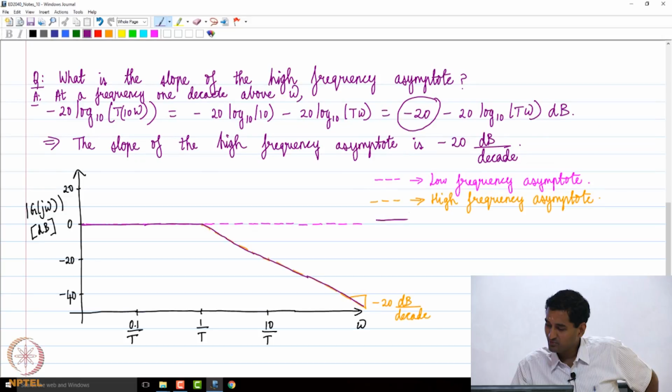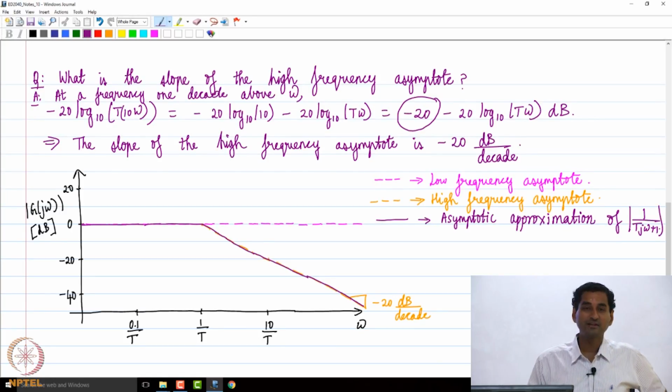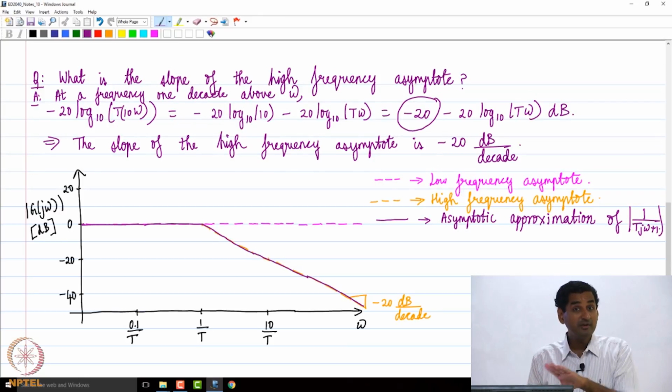So what I have drawn in the maroon solid line is the asymptotic approximation of G of s equals 1 by Ts plus 1, the magnitude of 1 by Tj omega plus 1, okay, that's what I have done. But that's enough for drawing by hand as far as the exams and homeworks are concerned.